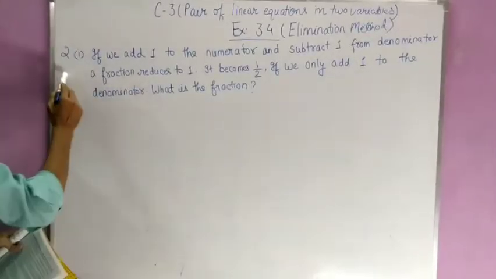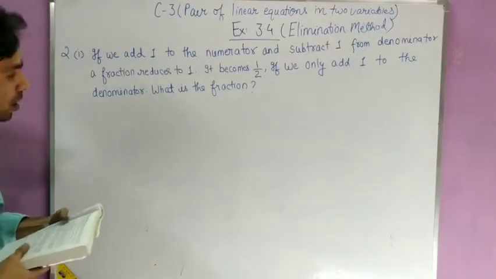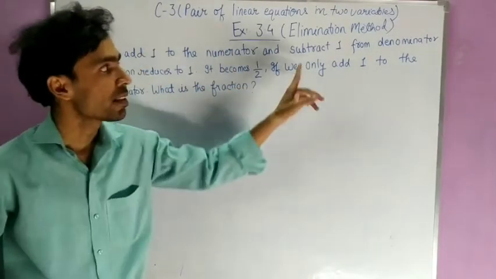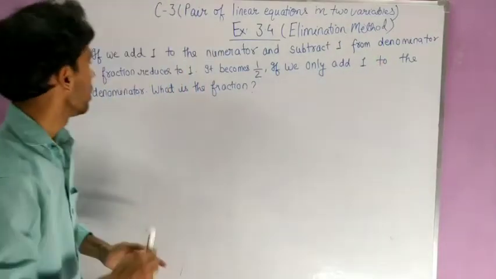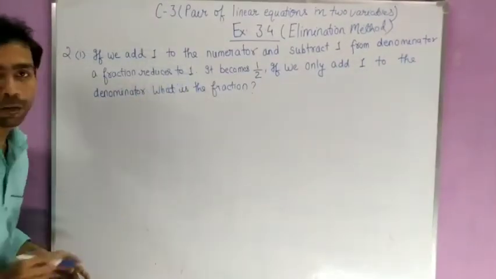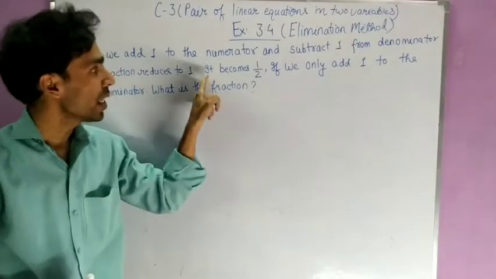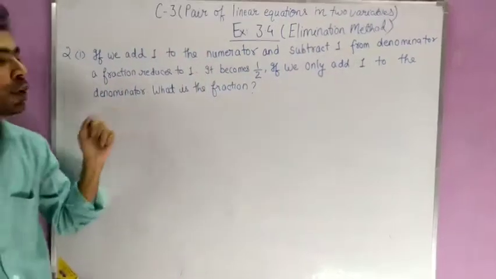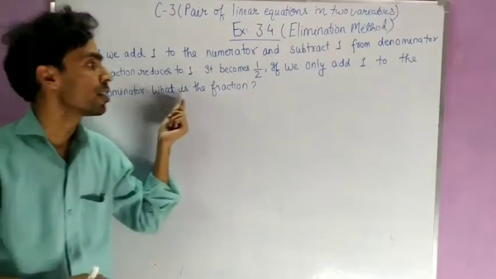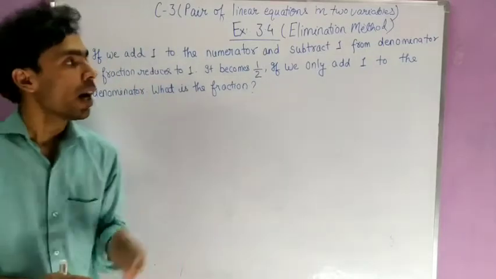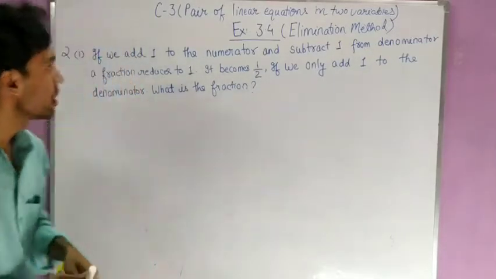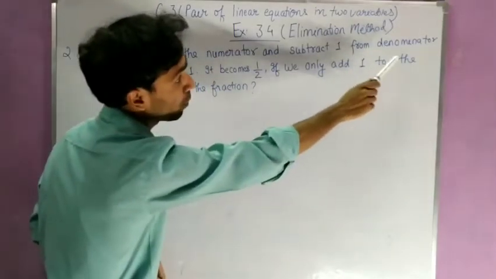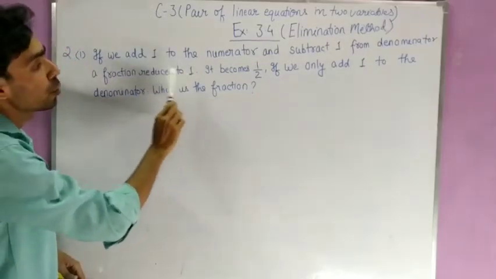See, question number 2, part first. What is this? If we add 1 to the numerator and subtract 1 from the denominator, a fraction reduces to 1. After that it becomes 1 by 2 if we only add 1 to the denominator. So we have to find the value of the fraction. I am going to repeat the question one more time. If we add 1 to the numerator and subtract 1 from the denominator, a fraction reduces to 1.